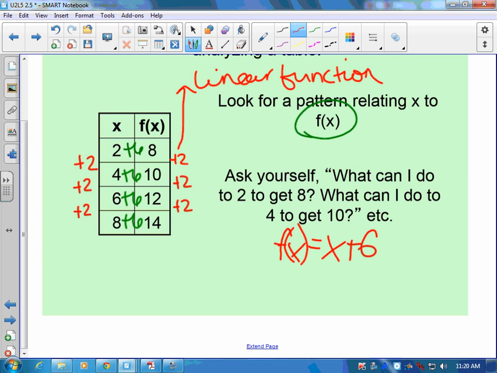How can I tell just looking at this function that it's linear? Not looking at the table, but looking at the function. How do I know this is a linear function? Joe? The highest exponent on x is 1. So I have x to the first power, which also means we have a linear function. Questions about this example?